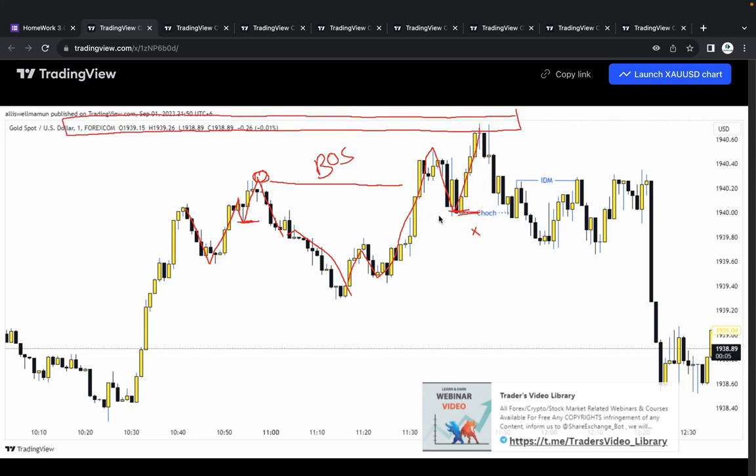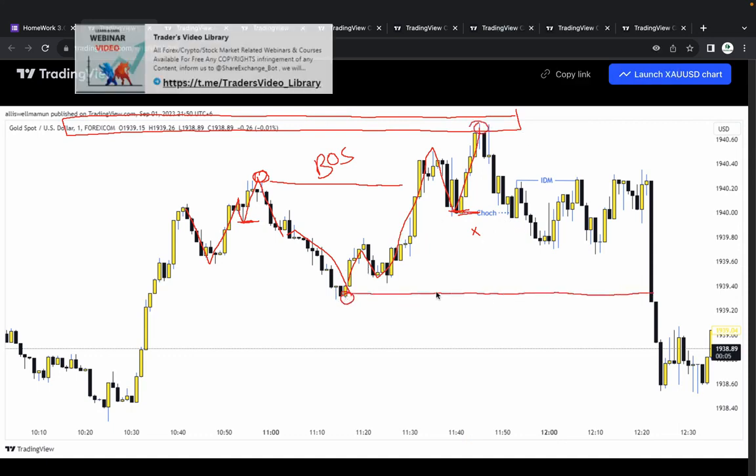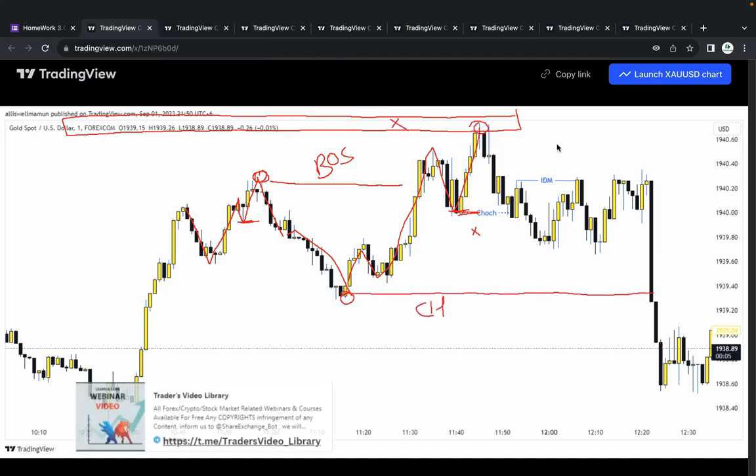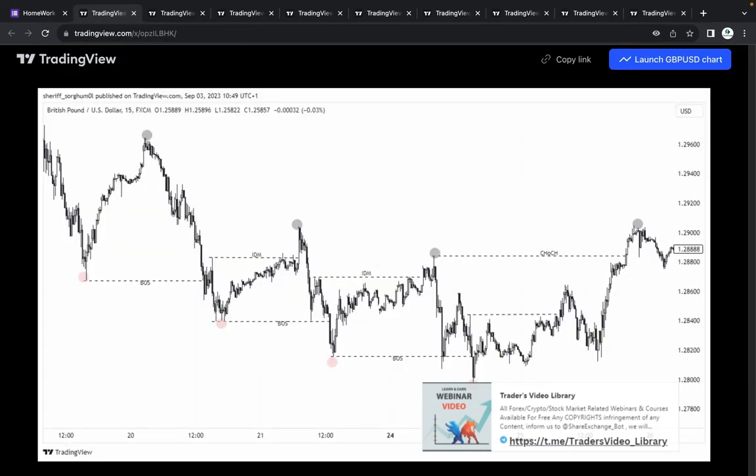Otherwise, as per the higher time frame, this is not CHoCH. This is an inducement, because the main high or low here, break this one, this is called CHoCH as per the higher time frame, if there is no PY in that case. Okay, this one is also covered here. Okay, perfect. This one is the next example here.